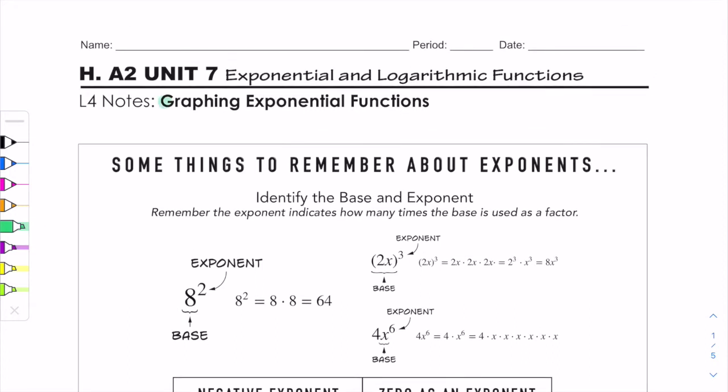Today we're learning how to graph exponential functions. Graphing exponential functions uses transformation rules that we've been doing quite a bit this year, so shifting left, right, up, down, stretching, shrinking, and reflecting across the x-axis.